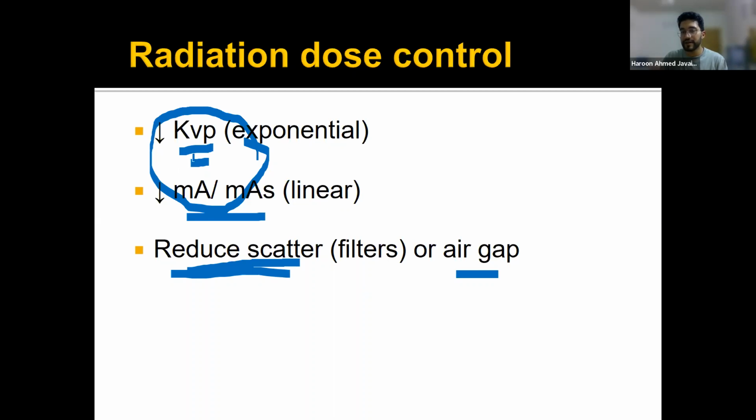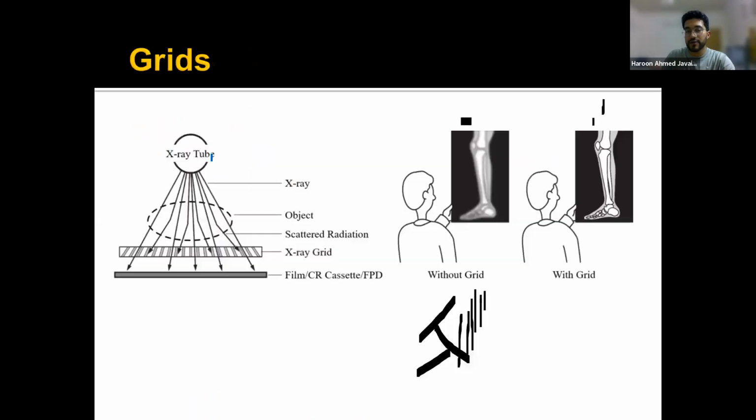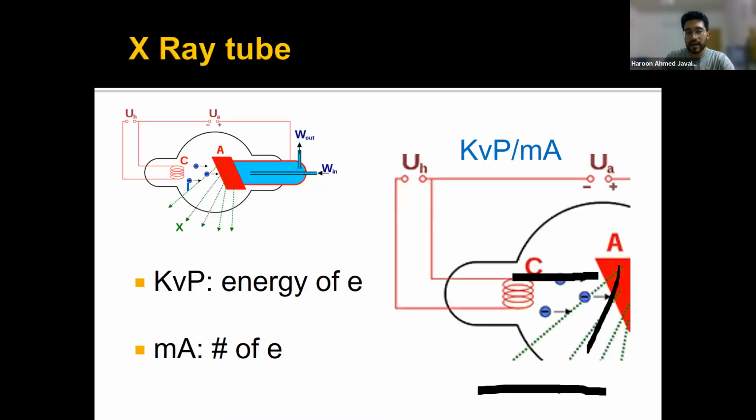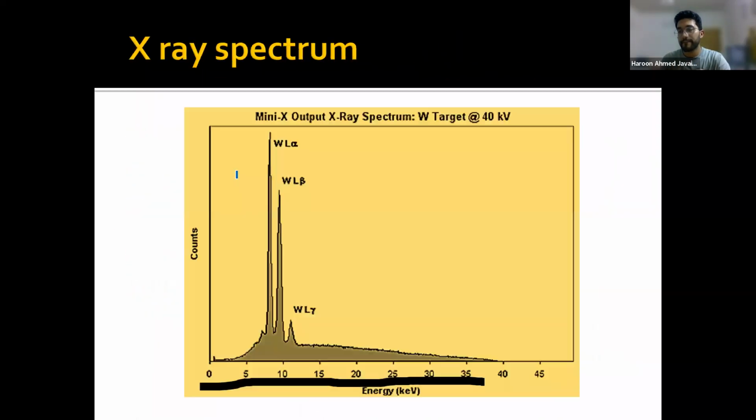How do we change kVp? So remember how we discussed, if we are going to increase the current through this, we will increase the mA. If we decrease the current through this, we will decrease the mA. How do we increase the kVp? We will increase the potential difference between these two. So basically these are under our control. Cool so far?